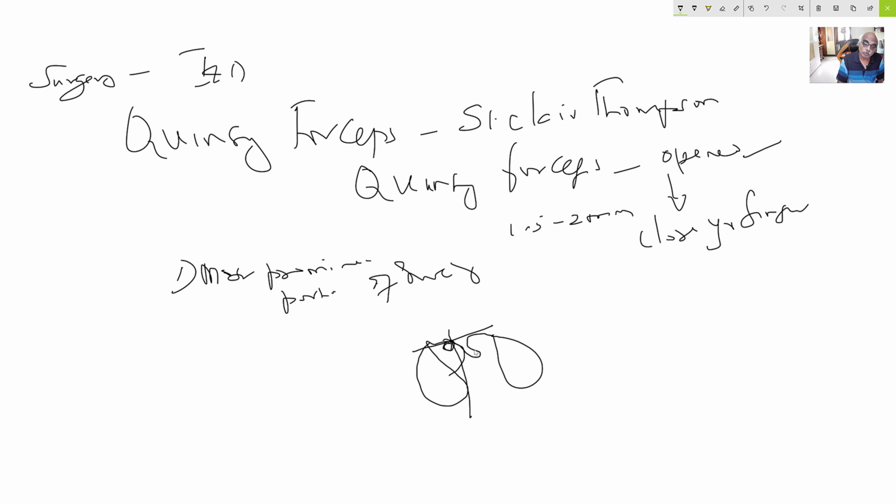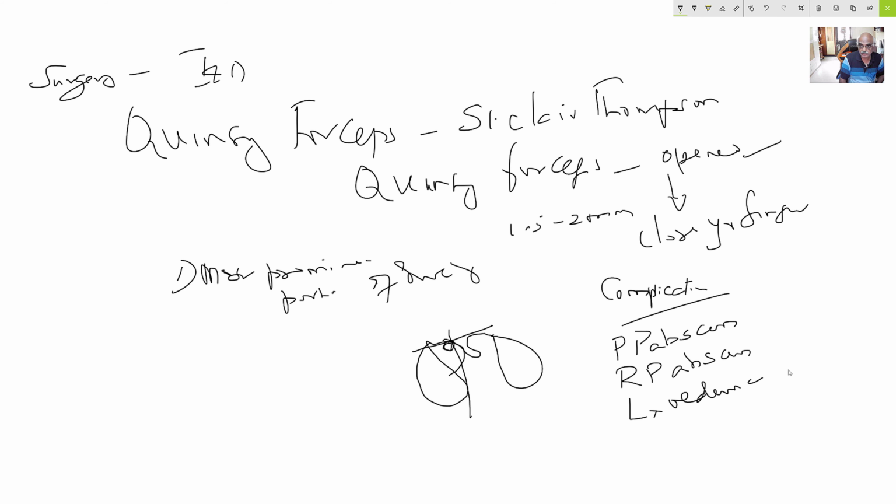Quinsy again has a potential to cause complications. So what complications can it cause? Quinsy can cause parapharyngeal abscess. As I have told you, it can cause retropharyngeal abscess. Then it can cause laryngeal edema by involving the larynx. Then it can cause airway compromise, causing stridor, and then it can cause pneumonia when it gets aspirated. Then it can cause lung abscess very rarely. So these are all the potential complications of Quinsy.